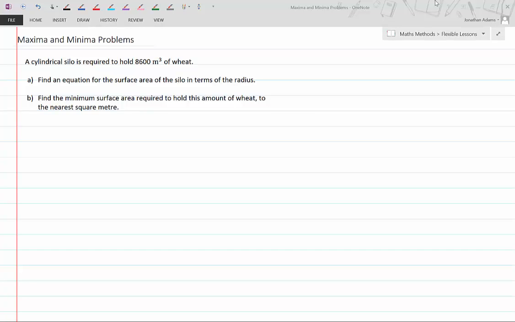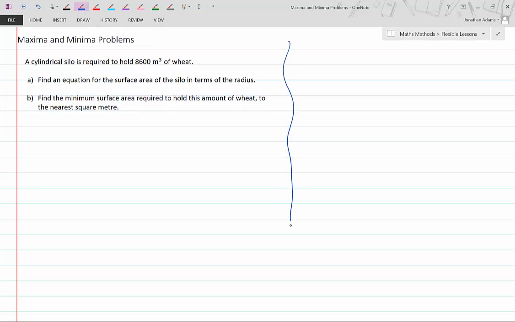The final question we're going to look at is one involving a cylinder. Here we've got a cylindrical silo that's required to hold 8,600 cubic meters of wheat. There are two parts to this question. First, we're told to find an equation for the surface area of the silo in terms of the radius, and then we're asked to find the minimum surface area required to hold this amount of wheat to the nearest square meter.